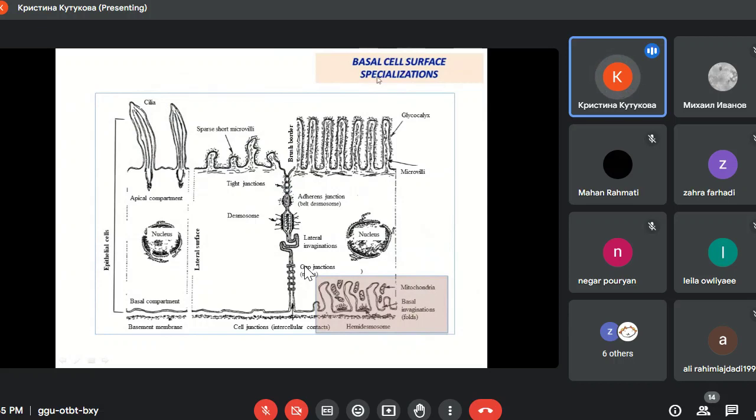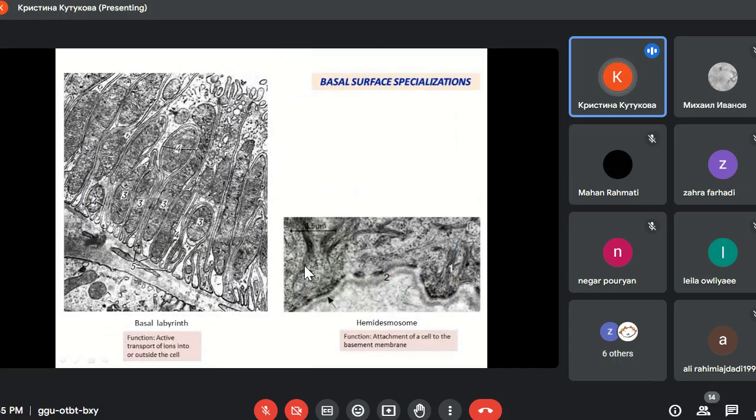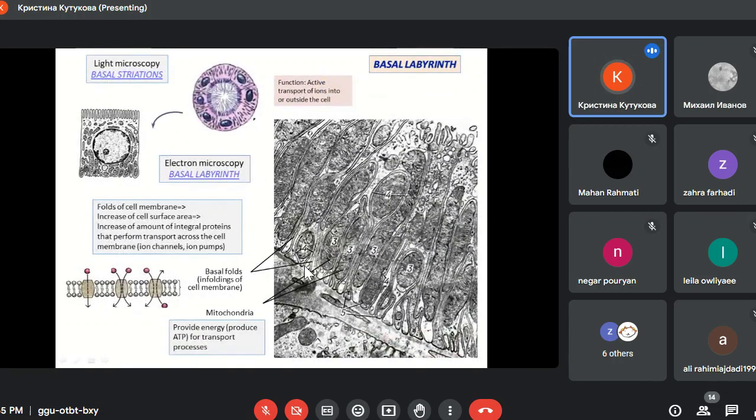And now basal cell surface specializations, we have two of them. Hemidesmosomes for attachment of the cell to the basement membrane, and basal labyrinth. Here they are. On the right, you can see the hemidesmosome, which function is to attach a cell to the basement membrane, and on the left, basal labyrinth is for active transport of ions from the cell or out of the cell. And now we talk about each of them in details.